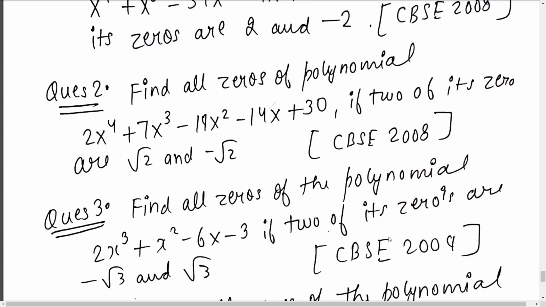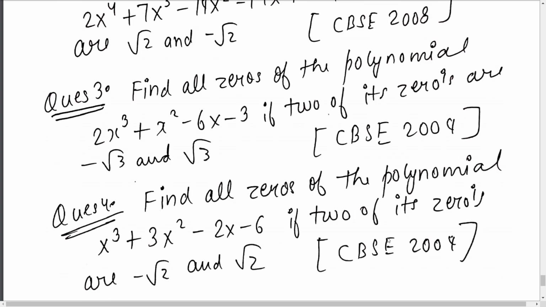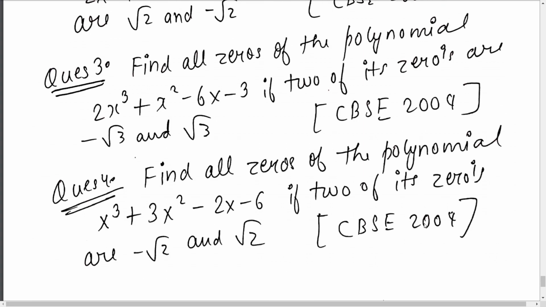Again, this question was asked in CBSE 2009 also. Here a cubic polynomial is given, category 1 of question 4 that I explained to you. Two zeros are given, find the third one. It's very simple, use the product, you'll get the third one. A similar question was asked in another set. Two zeros are given and you get the third one, right?